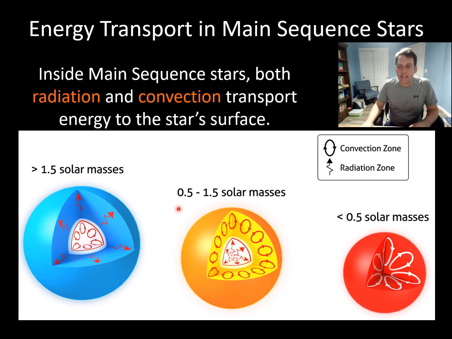On the flip side, if you have a star that is less than half a solar mass, so think M-class stars, again, of which we have very many in the universe. You know, this is the most common sort of star. In that case, in fact, it's all convection. So there is no radiation zone. Convection is the dominant mechanism of energy transport throughout the star, and it's a little bit simpler.